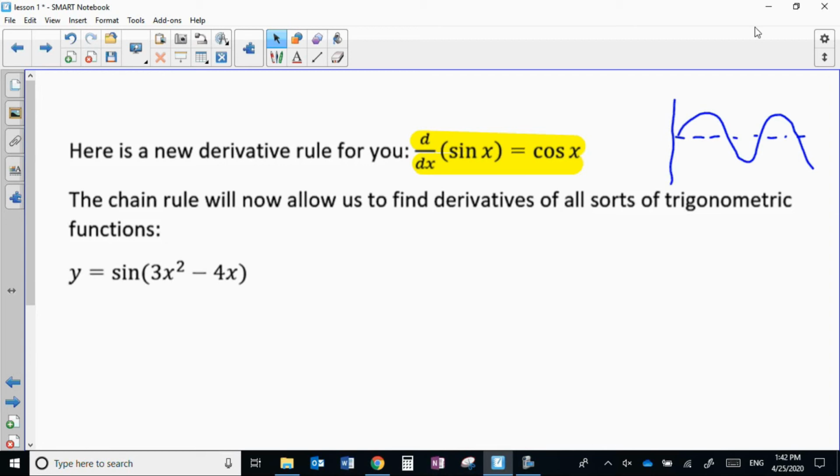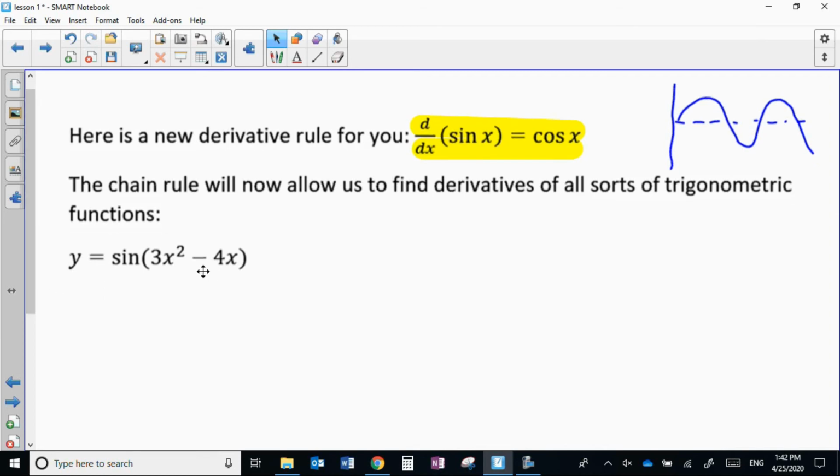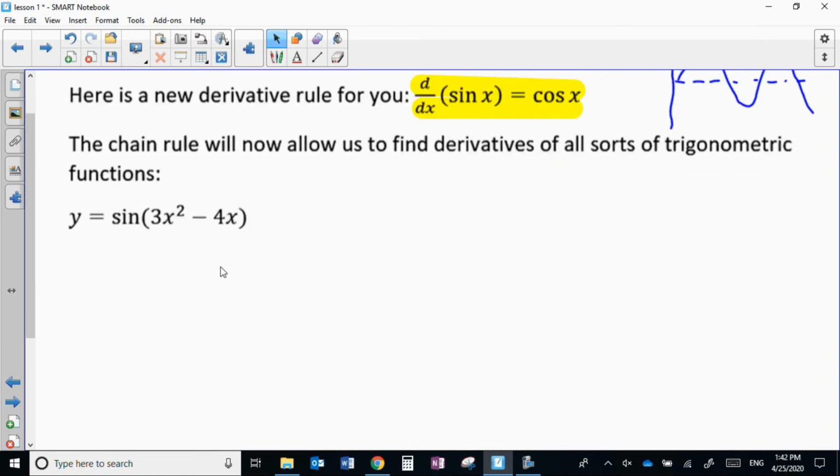Well, now that we know the derivative of sine is equal to cosine, that means we can actually calculate the derivative of all sorts of trigonometric functions. For example, this one right here, dy by dx. Notice there's a function inside the sine function. So its derivative, the derivative of the sine function is cosine.